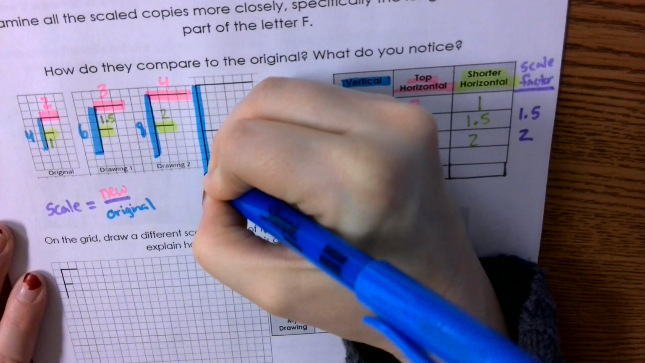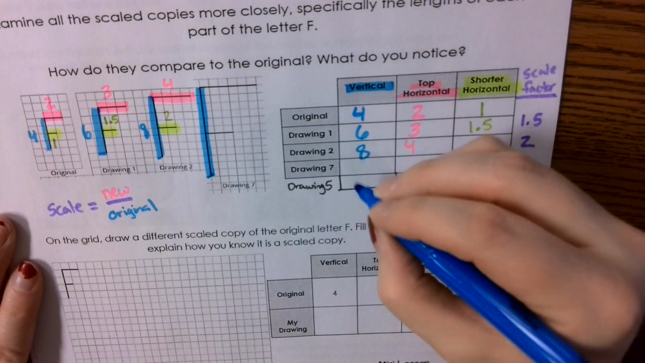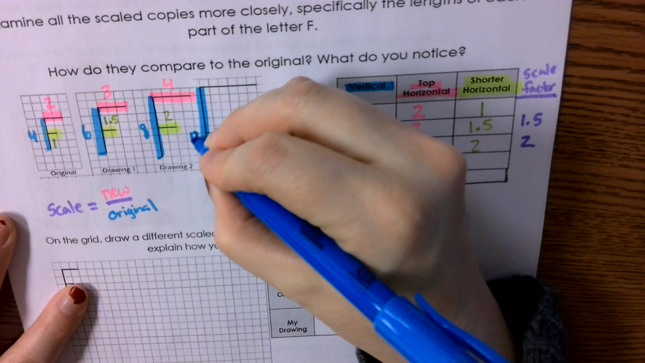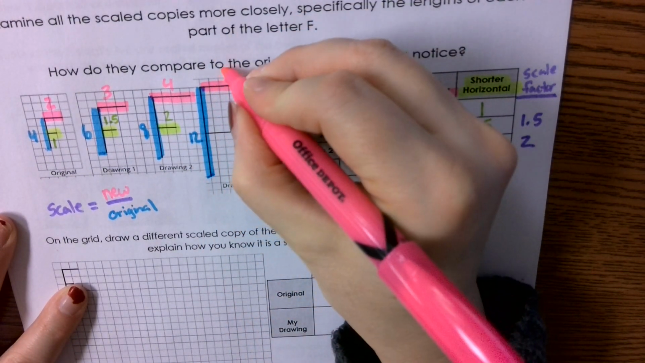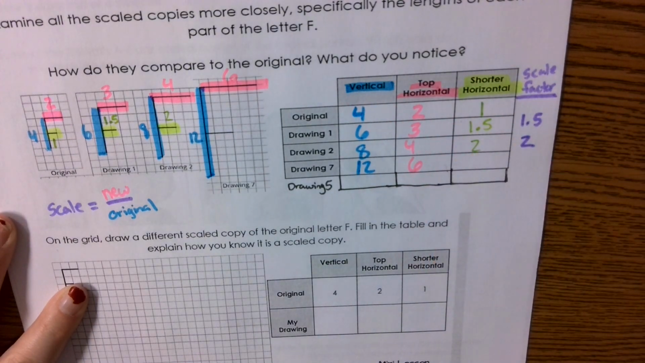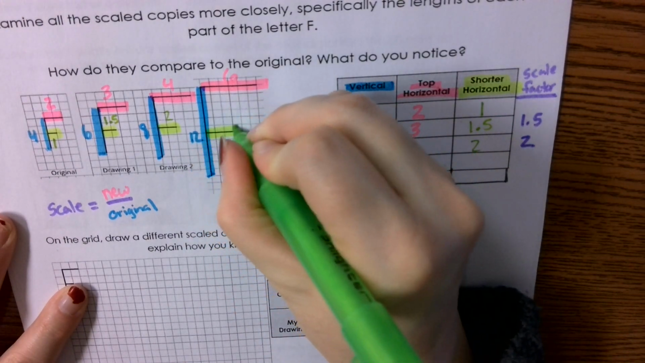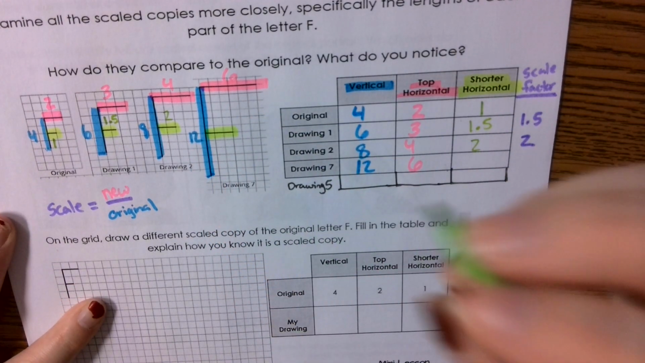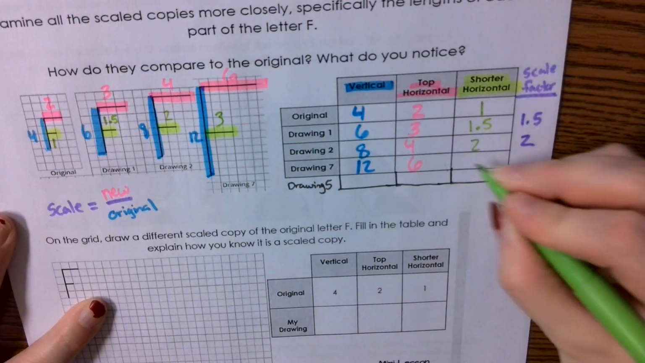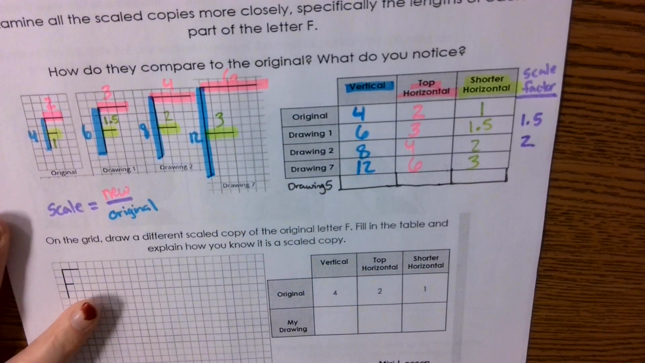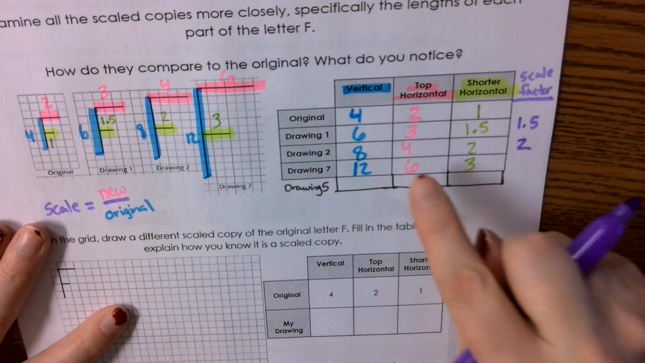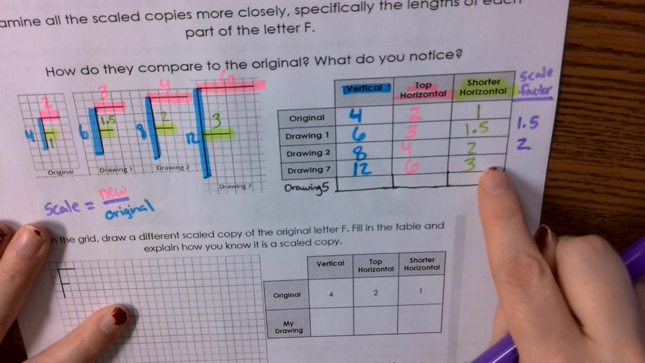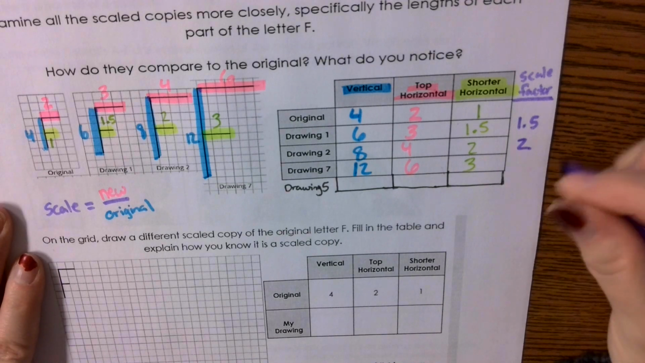Okay, what about drawing 7? What is the vertical for drawing 7? 12. Okay, what is the top horizontal? 6. And what is the middle horizontal? 3. Okay, so then what is the scale factor going to be? 3, right? If you do 12 divided by 4, if you do 6 divided by 2, if you do 3 divided by 1, you're going to get 3.